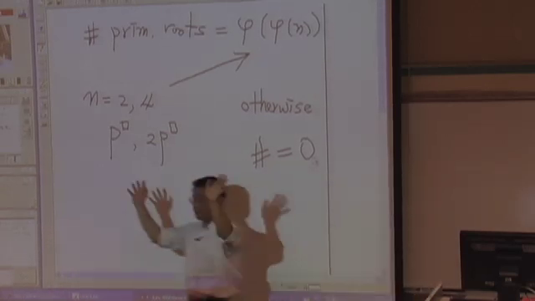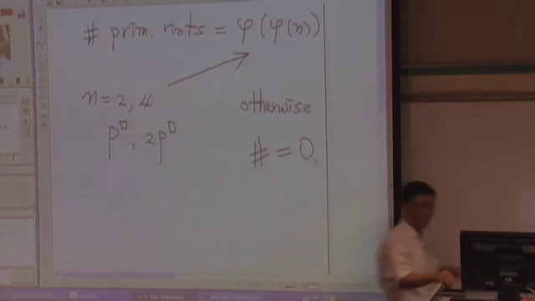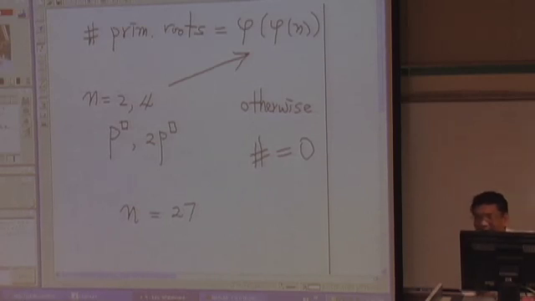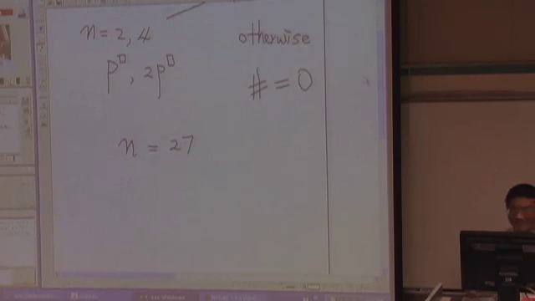But you may pick any number, then I will find the number of primitive roots. So any number is okay. What number do you want? Pick a number. 27. Excuse me? 100. That's too much. Let's use 27.